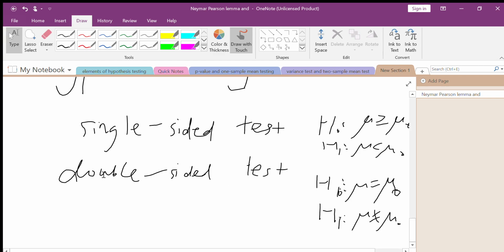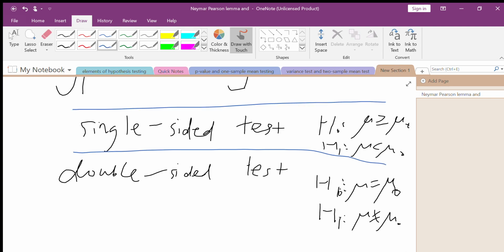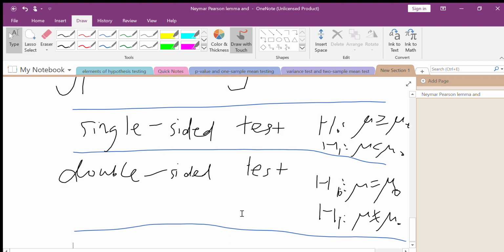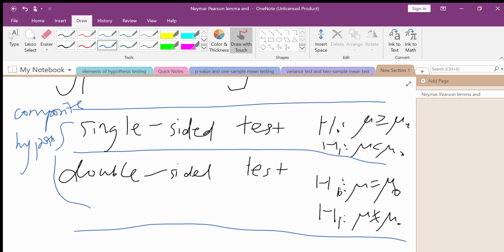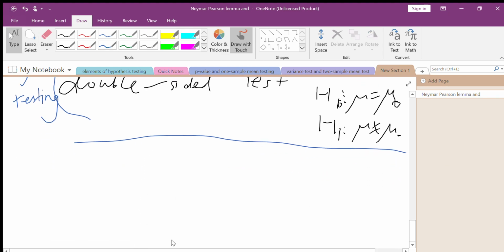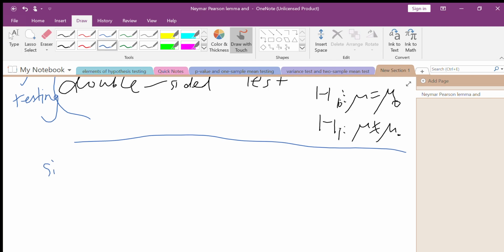H1 is the alternative hypothesis; this time I switch to another notation, H null and H1. These two are called composite hypotheses, and we did this composite hypothesis testing in previous lectures. Another category is simple hypothesis testing.